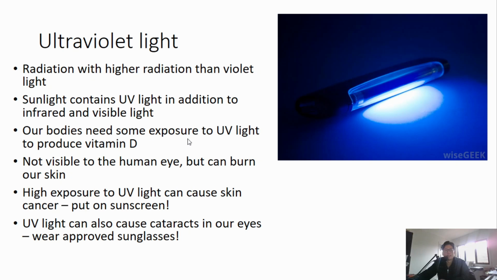And our bodies need some exposure to UV light to produce vitamin D, but not too much. UV light is not visible to the human eye, but can burn our skin. And high exposure to UV light can cause skin cancer. So make sure you put on sunscreen. UV light can also cause cataracts in our eyes, so make sure you're wearing approved sunglasses when you're going out in the summer as well. So our body does need UV light, but make sure you're not getting too much of it.